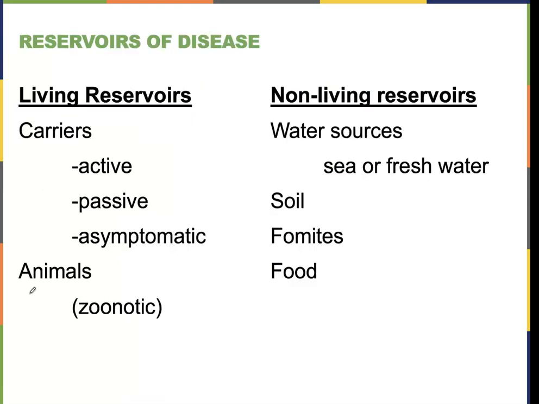Next up is reservoirs. So this is, where are these microbes in the world if they're not causing illness, right? So where do they reside? And they can be in living animals or people, living reservoirs. And these reservoirs can also be in non-living areas of the world. So something called carriers, right? So a person who is a carrier is going to somehow pass on the disease.